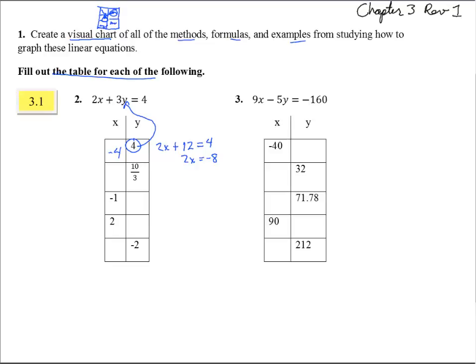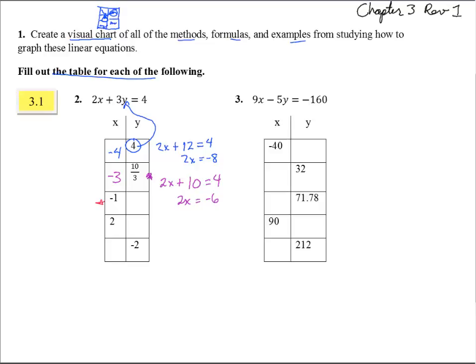Good. Here we're going to take this and stick the 10 thirds in there. We have 2x plus, let's write that there so we can tell what color we're doing. 2x plus 3 times 10 thirds. If you punch that in, you get 10 equals 4. Subtract that over and you get 2x equals a negative 6. So x equals a negative 3.